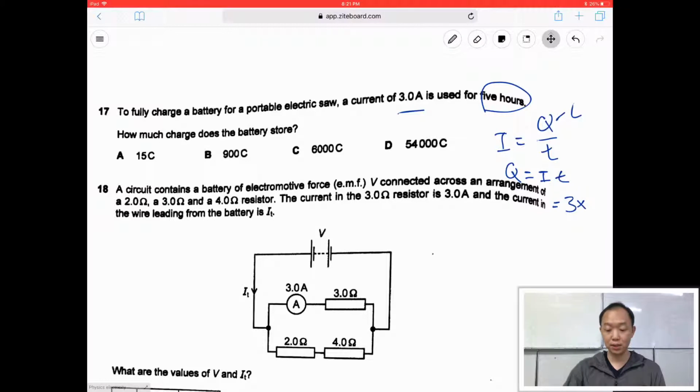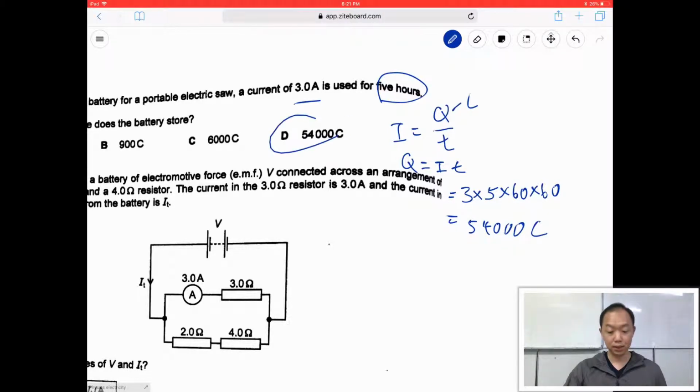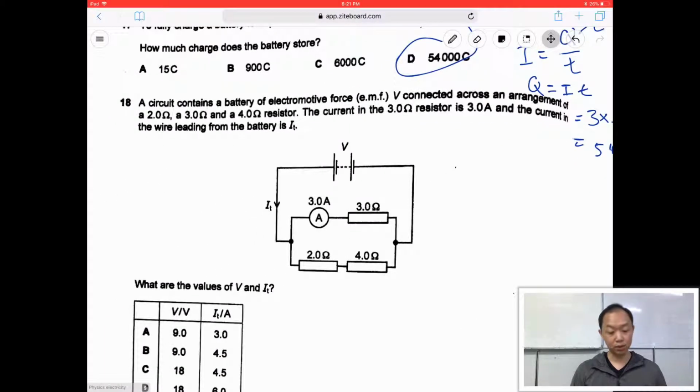Now 5 hours I need to convert to second. Okay, so I take 5 times 60 times 60. That is second, because the SI unit for time is second. So 3 times 5 times 60 times 60 is 54,000 coulomb. Answer is C. Okay, let's continue.